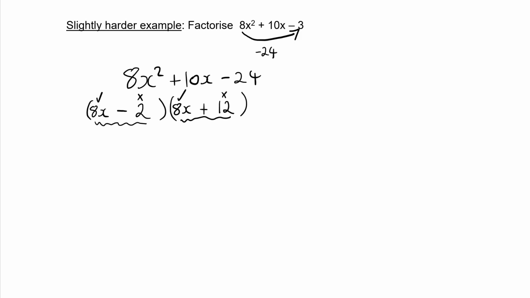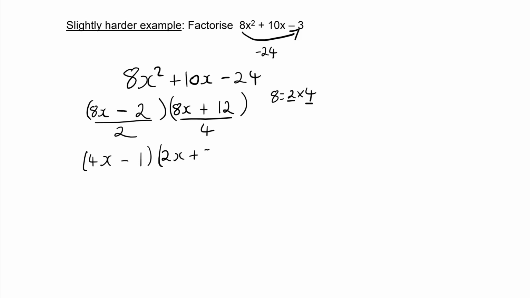In this case, we need to instead notice that 8 is equal to 2 times 4. And we need to instead divide one of the brackets by one of the factors, 2, and divide the other bracket by the other factor, 4. I'm going to divide the first bracket by 2 and the second bracket by 4, because I can see that the second bracket has terms, both of which are divisible by 4, 8 and 12. This will give me 4x minus 1 multiplied by 2x plus 3. And that will be my final factorized form.